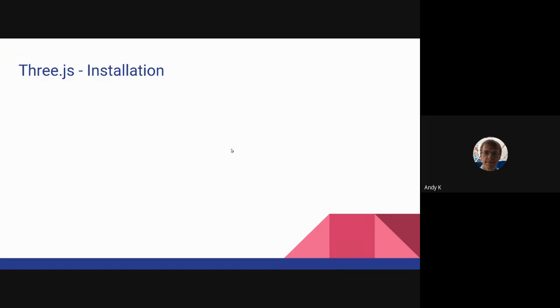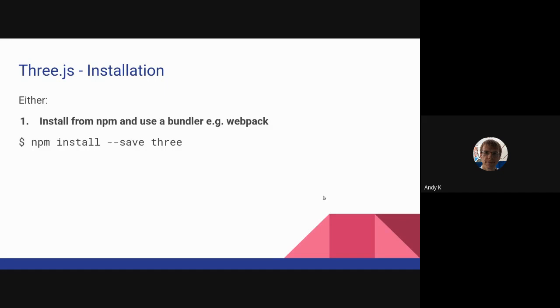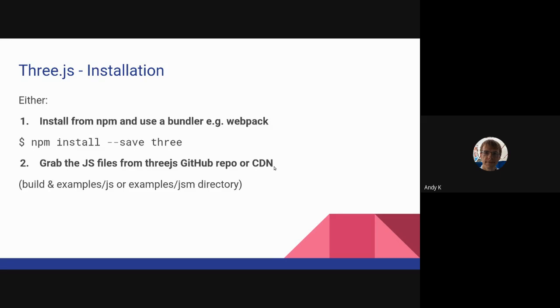So, to install Three.js, you can install from npm and use a bundler, as with modern web development, or you can just grab the JavaScript files from CDN. So from the GitHub repo, you want the build folder, and then either examples.js or examples.jsm directory, depending on if you want to use JavaScript modules or if you don't want to use JavaScript modules.